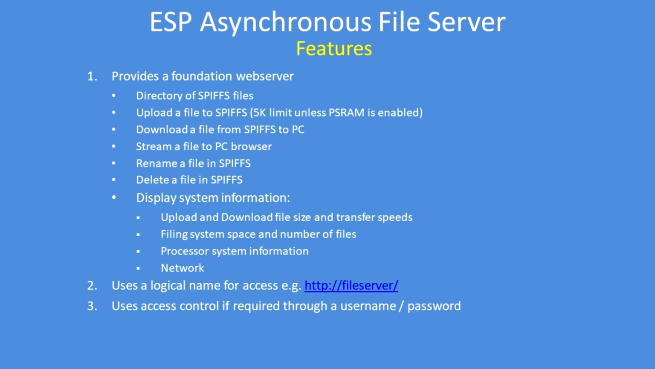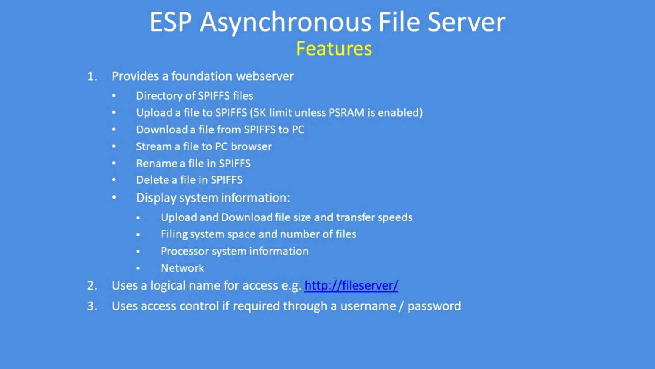So here's a quick overview of the system. Directory of files, uploading files. Note that the ESP asynchronous web server uses a lot of RAM, and without PSRAM enabled, you will be limited to a 5K upload limit. You could download a file from SPIFFS to, say, a PC, stream a file. I call it streaming. It's just going to send it out to the browser, rename a file, delete a file, and display the system information.